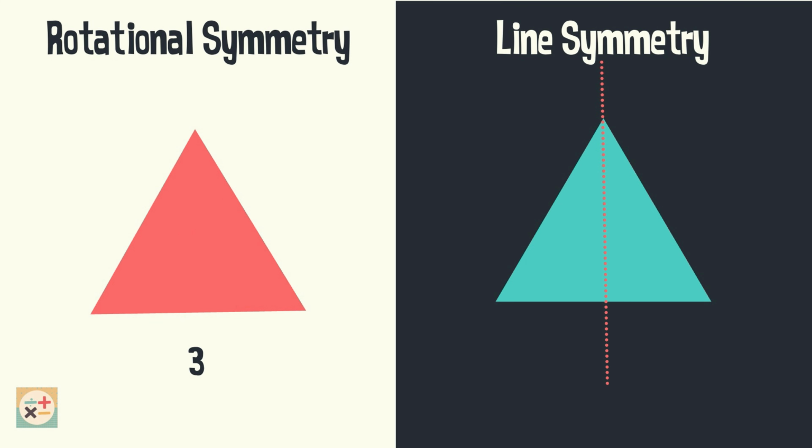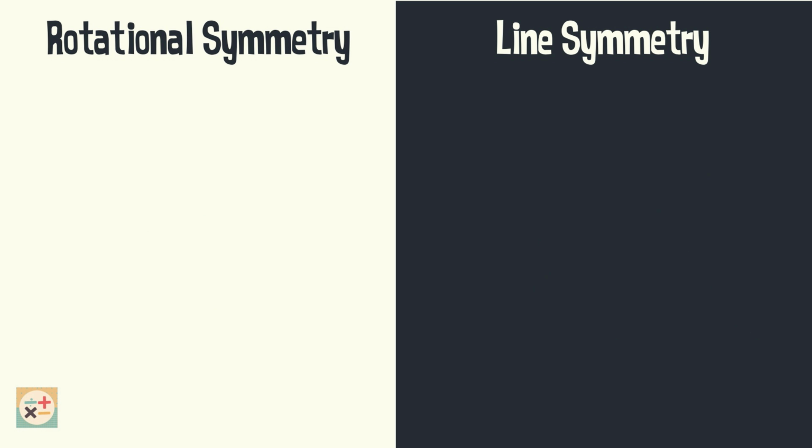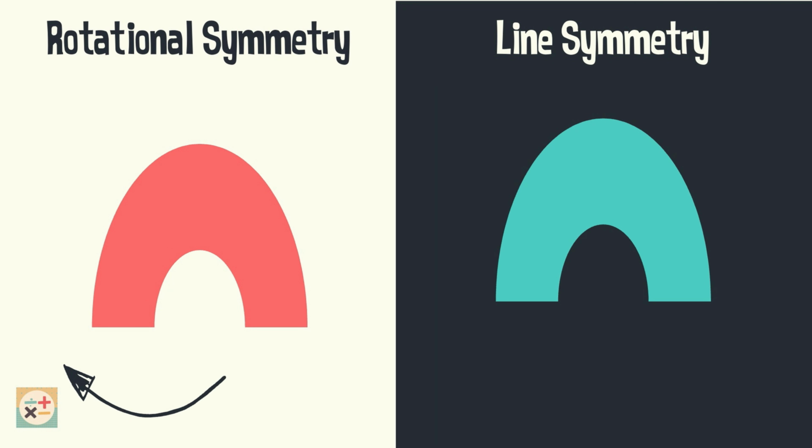Now, if we draw mirror lines, imagining the shape folding up and matching exactly, we can see the equilateral triangle has 3 lines of symmetry. Now have a look at these other shapes and the difference between rotational symmetry and line symmetry.